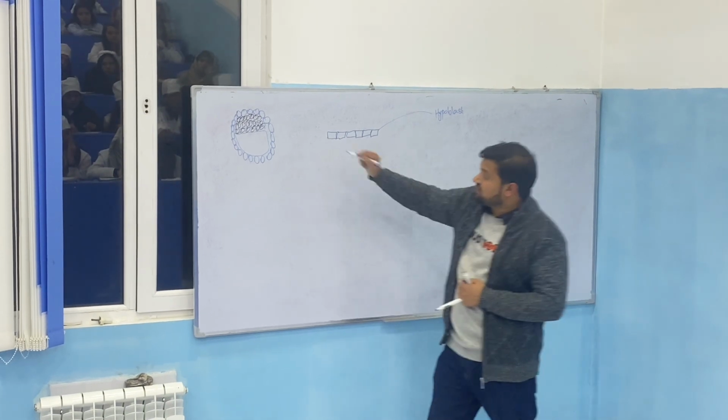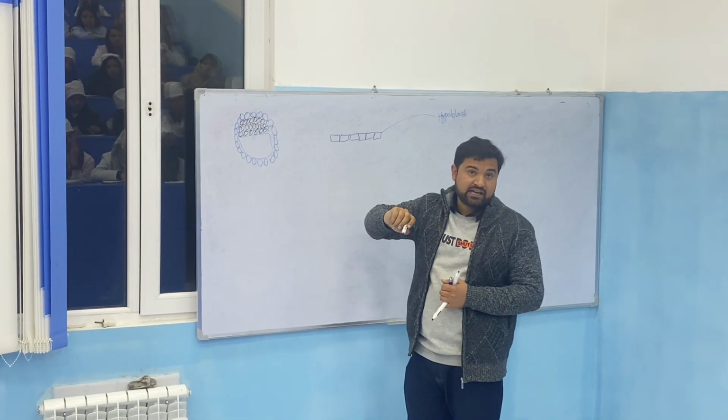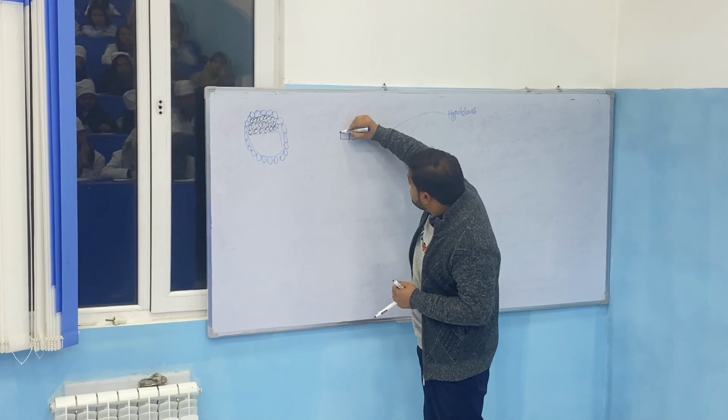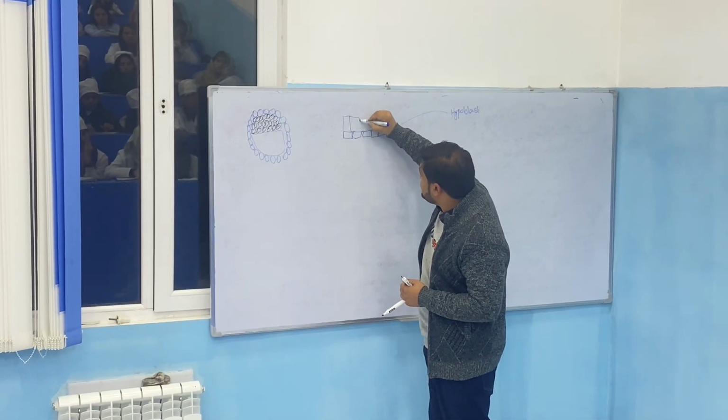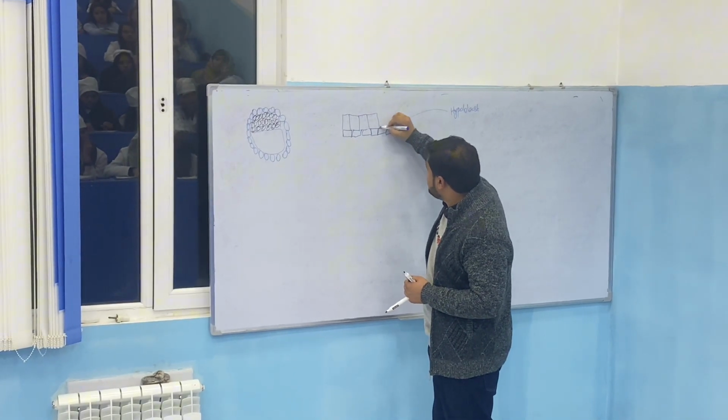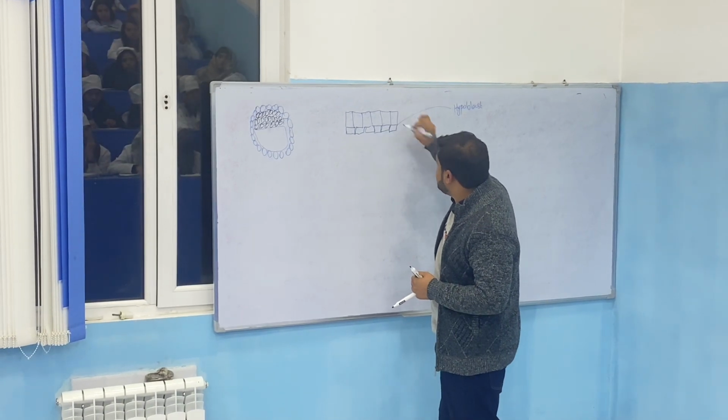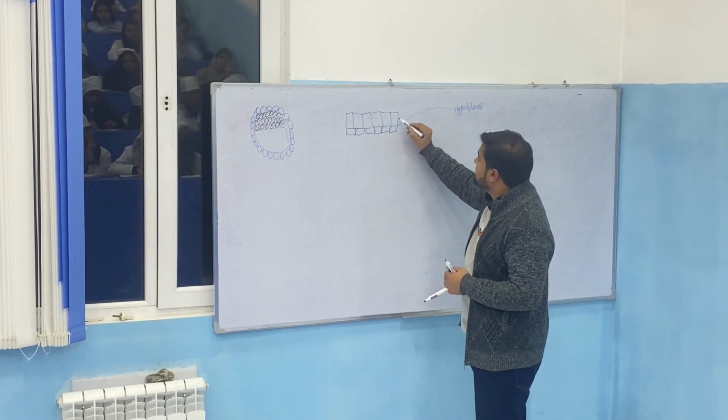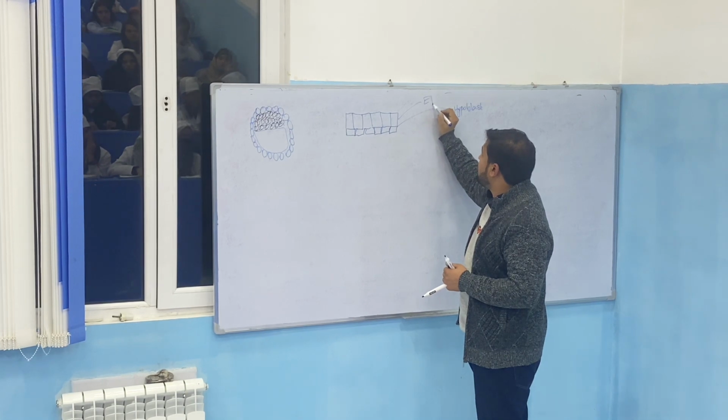And the remaining cells will become a columnar structure. That is columnar structure. This layer of columnar structure is known as epiblast.